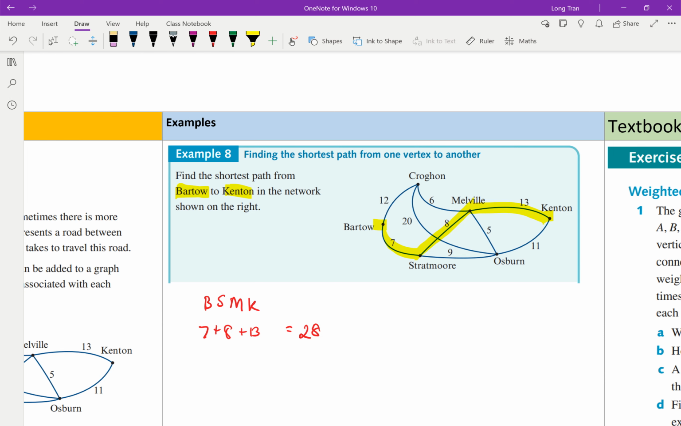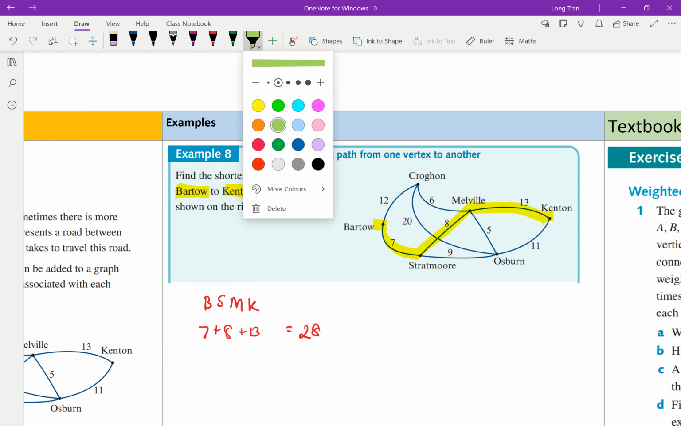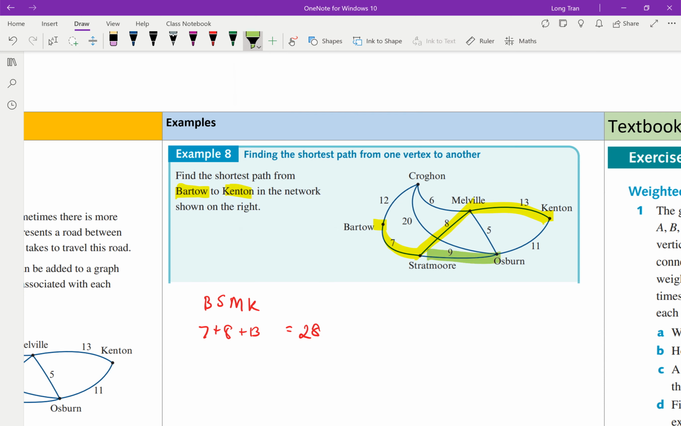I say, well, what if I didn't go through 8 and then I tried Strathmore to Osborne? You can see here it's 7, 9. So though it took a longer distance, but notice it is also shorter than Melville to Kenton. Osborne to Kenton is only 11. So here I would now have 7 plus 9 plus 11, so that's 20. That's now 27, so it actually is a bit shorter.